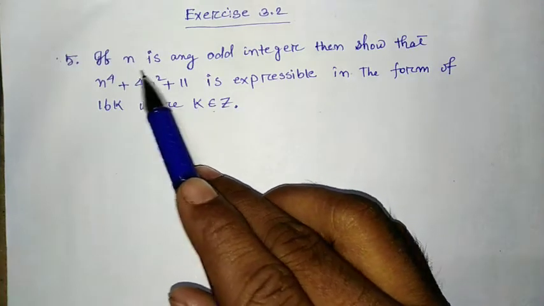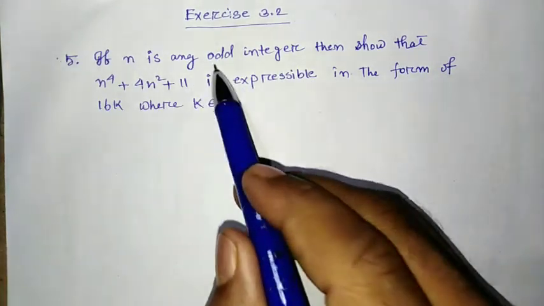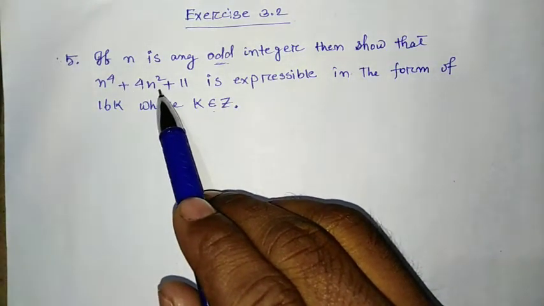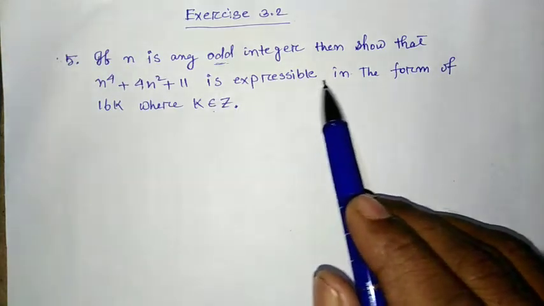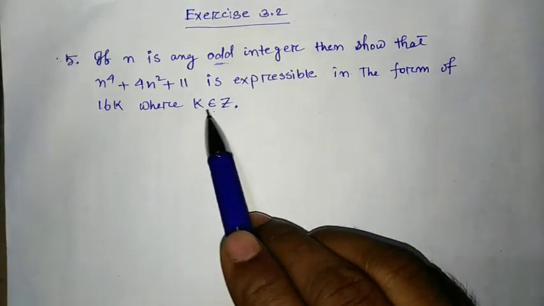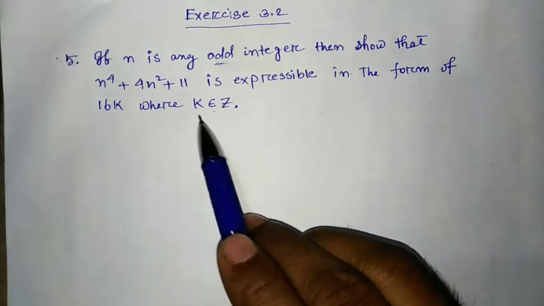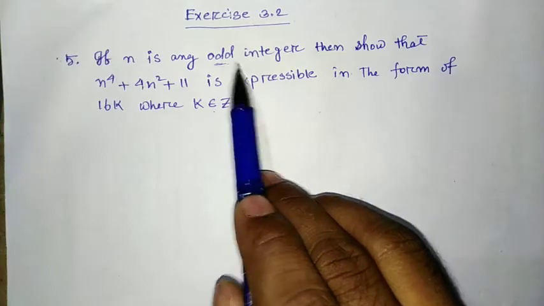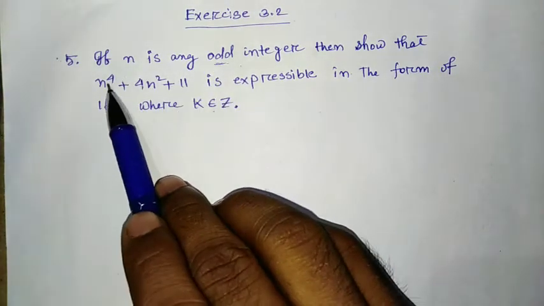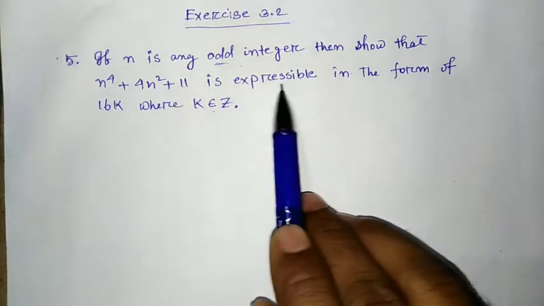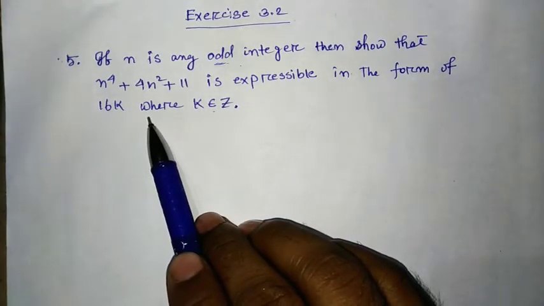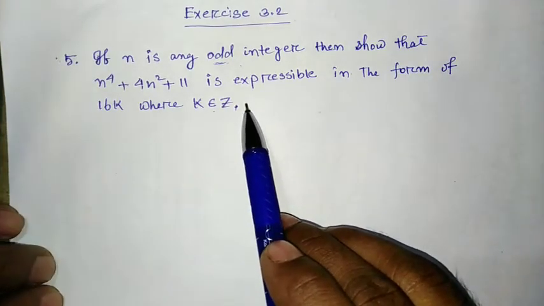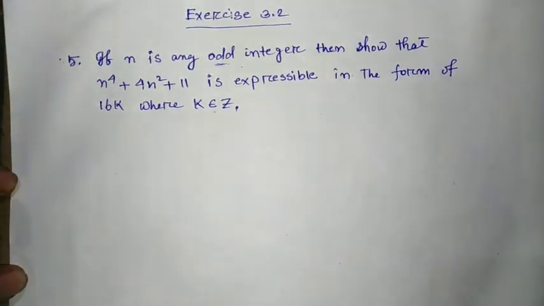The question is: if n is any odd integer, then show that n to the power 4 plus 4n square plus 11 is expressible in the form of 16k, where k belongs to Z. That means k is any integer, and n is any odd integer. So we have to prove that this expression can be expressed in the form of 16k, where k is some integer. In the same way, we have to do it using the division algorithm.